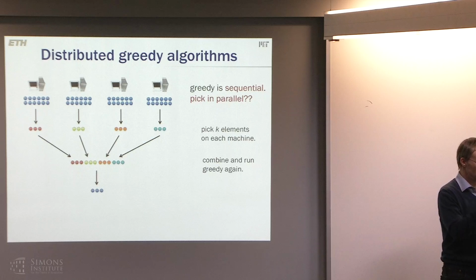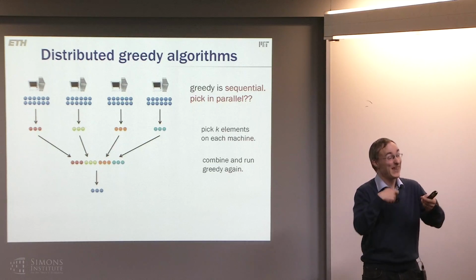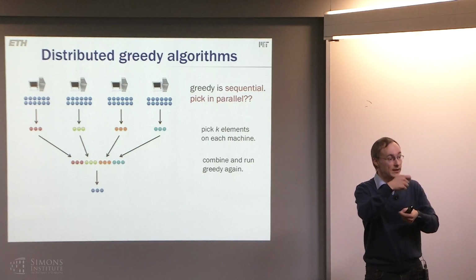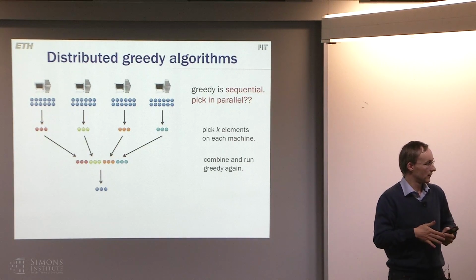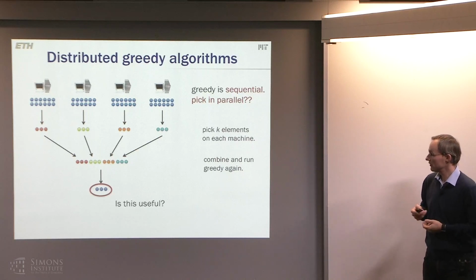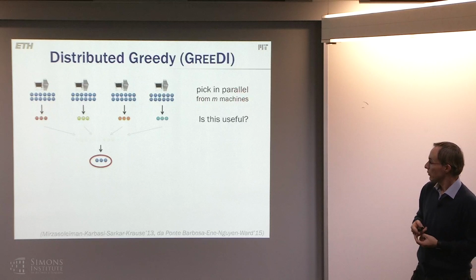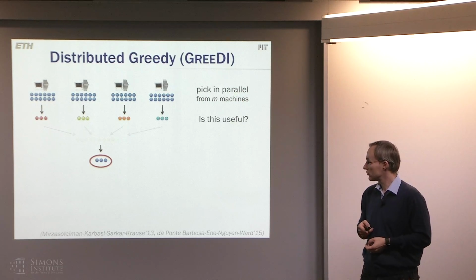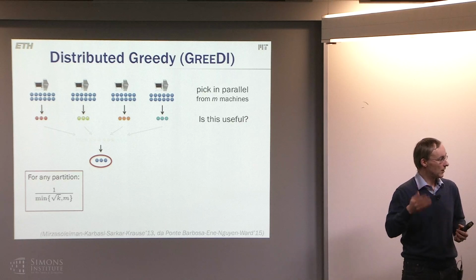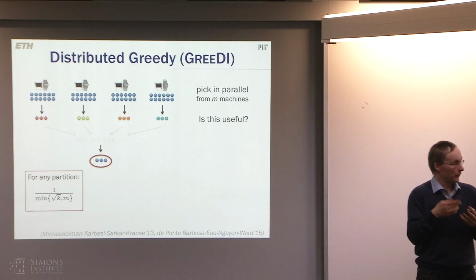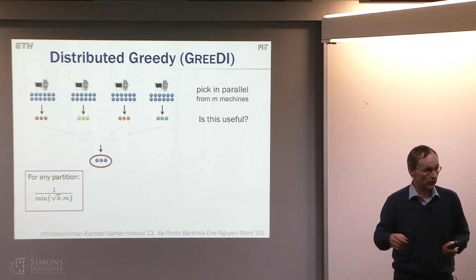select a feasible solution, so a set of size k, merge them all together to get a solution of size m times k, and then run the greedy algorithm again on that reduced ground set to filter it. Okay, so that's a very simple strategy, and the question is, what can one say about this? Now it turns out, without making some assumptions on the objective function and about the partition, this algorithm will not do well. It will scale only roughly as a fraction of 1 over m, where m is the number of machines, of independent subproblems we solve.